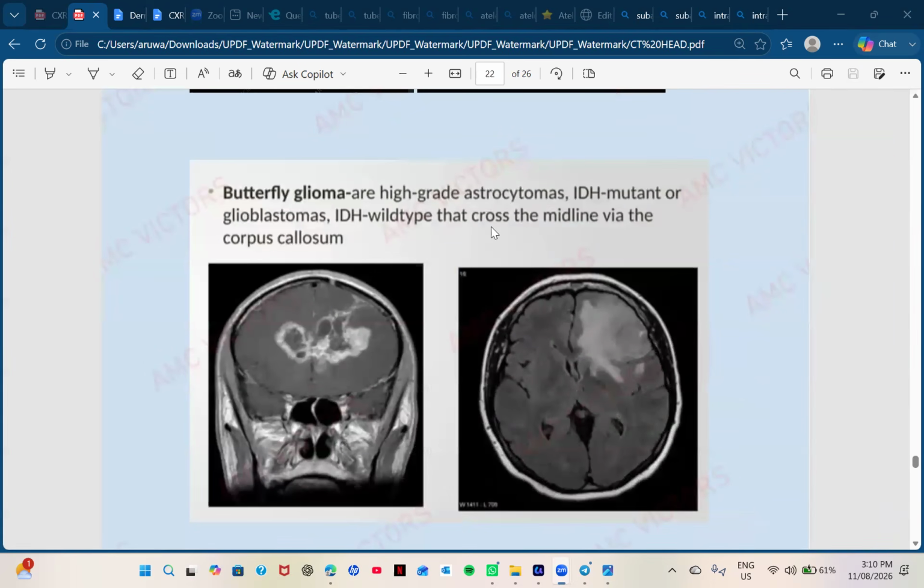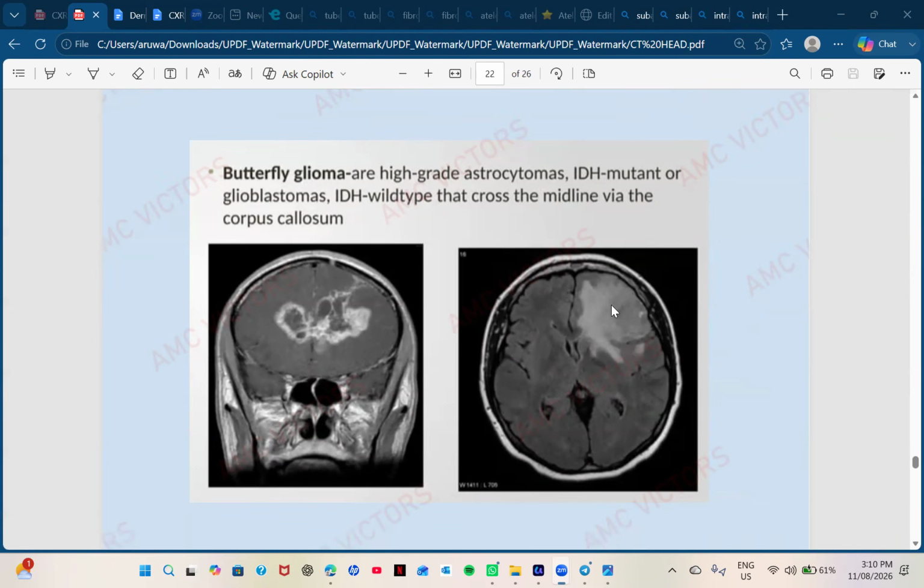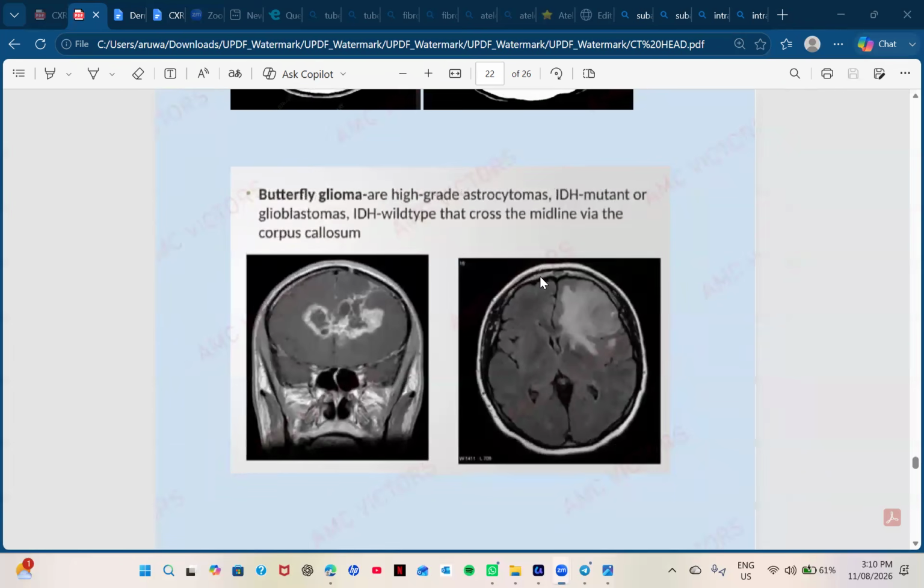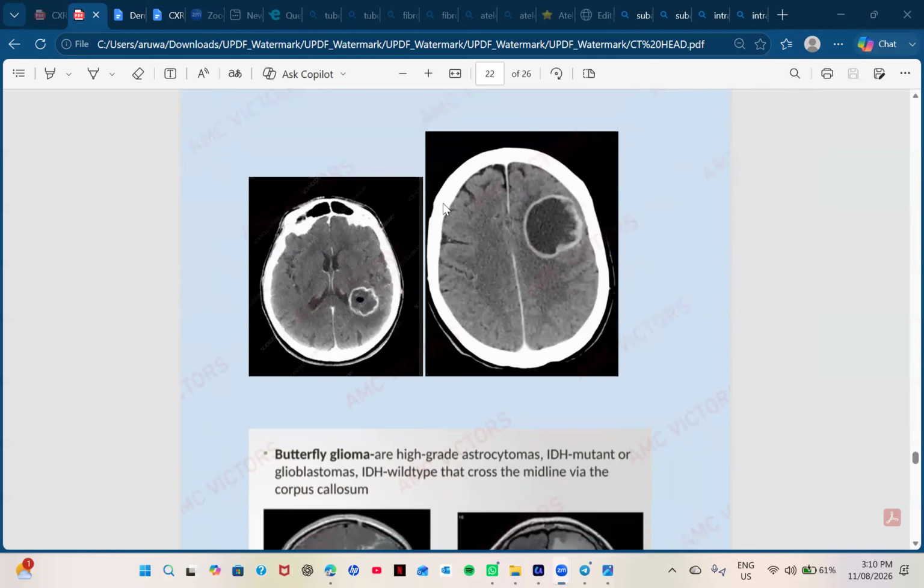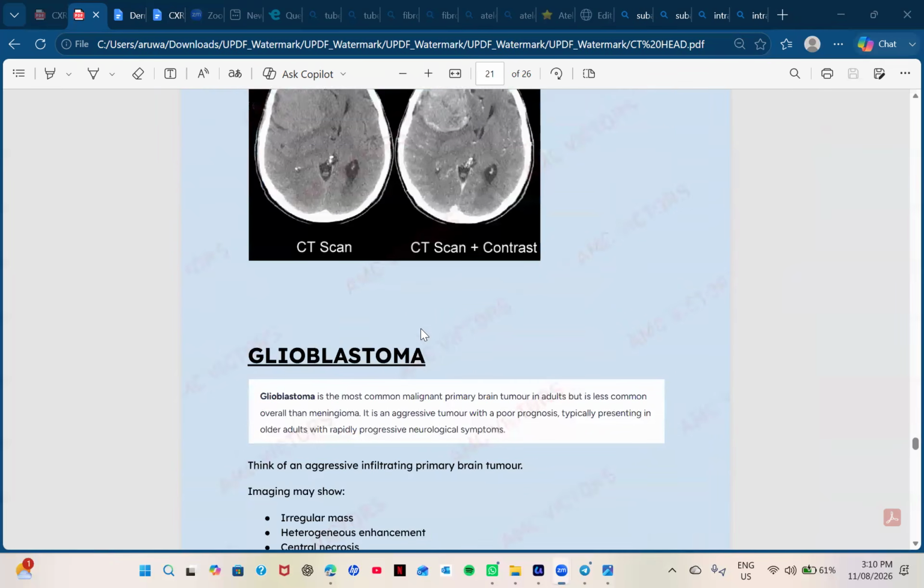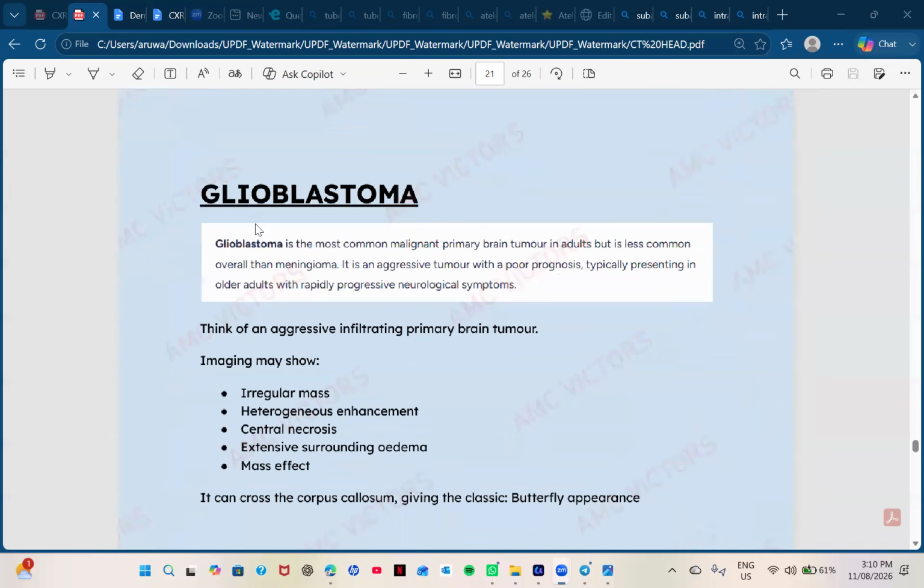Here, the high grade astrocytoma, IDH mutant, or glioblastoma. Here, you can see it like a butterfly, right? It's not actually like a butterfly. I don't know why they are calling it a butterfly. I think it's because they are crossing this middle part, right? Because of that. I'll show here. This is the part they have given in the image.